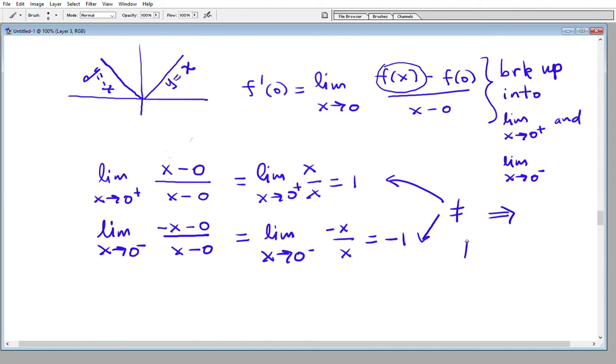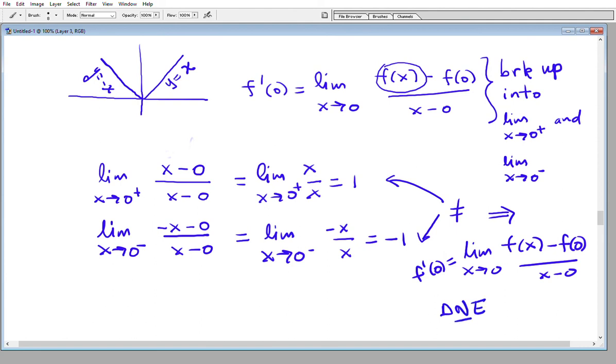So that means the limit as x goes to 0 of f of x minus f of 0 over x minus 0, that's f prime of 0, does not exist. So that's how we show that f prime of 0 does not exist. Actually try to calculate it. Use the alternate definition. And you see you get 1 from the right, minus 1 from the left. They're not equal, so f prime of 0 does not exist. Okay, so that's how you actually show it.